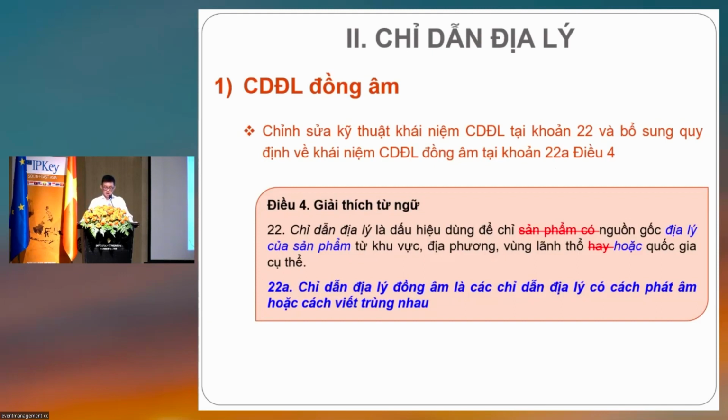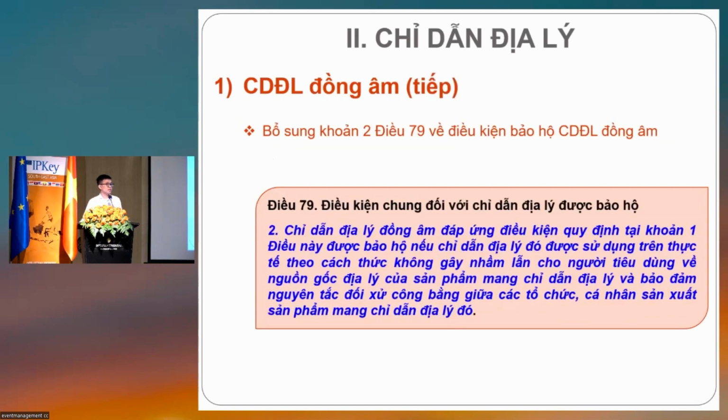A homonym GI has the same pronunciation and spelling. So for the GI submitted below that has the same pronunciation and spelling as another GI, and it has been used for the products itself, when we see these problems, how can we ensure that this homonym GI is protected?